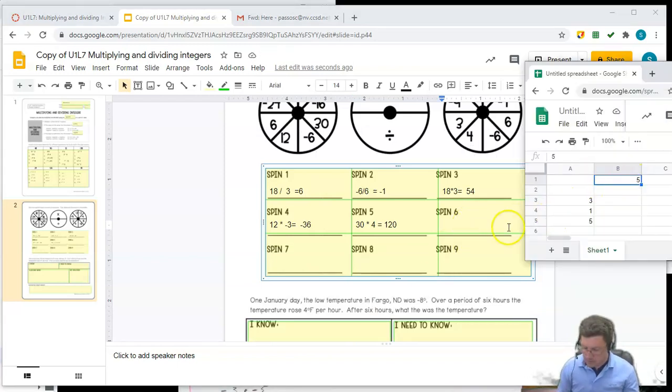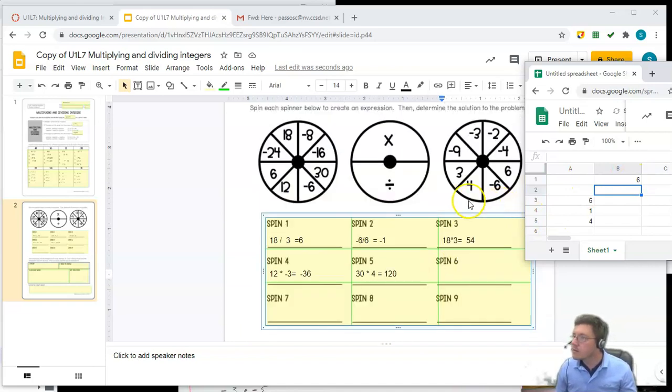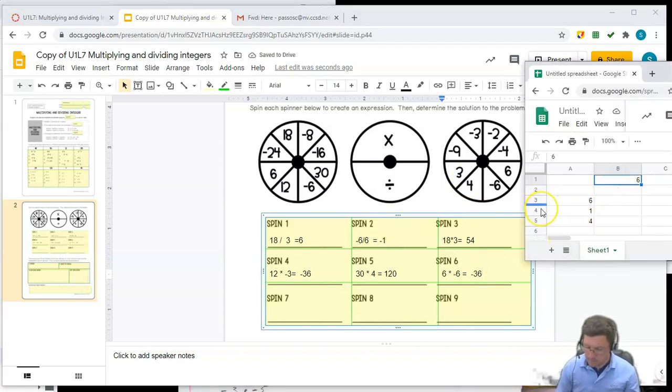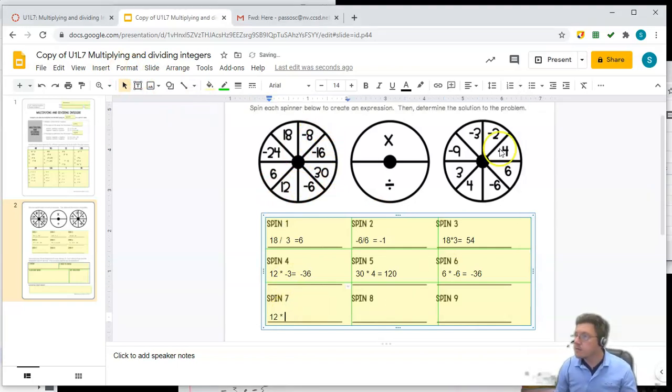Let's put in a 6. Alright, so we get 6, 1, 4, 1, 2, 3, 4, 5, 6. So we get 6 times 1, 2, 3, 4, negative 6. 1 positive and 1 negative, that's going to be negative 36. Let's check out number 7. 5, 1, 4, so 1, 2, 3, 4, 5, 12 times 1, 2, 3, 4, negative 6. That's going to be negative. And let's check out 8.